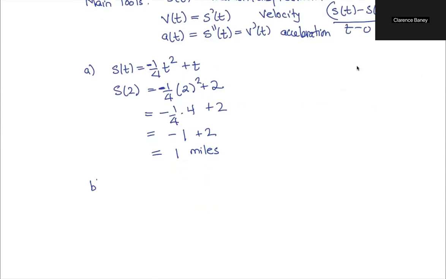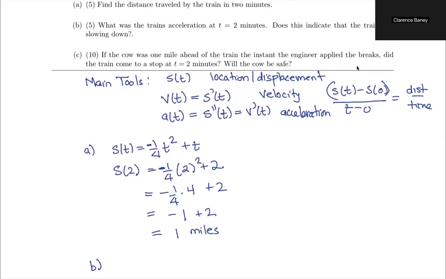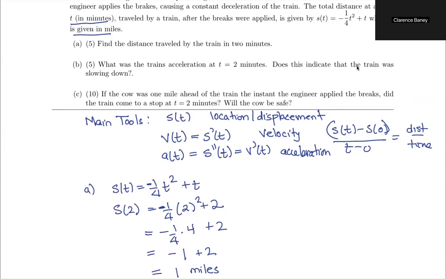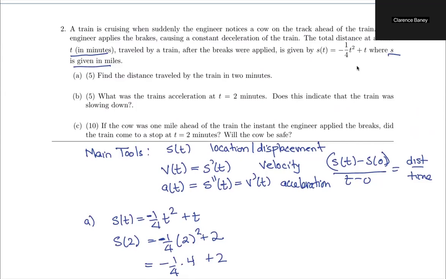Then part B is asking: what was the train's acceleration at time t equals 2 minutes? Does this indicate that the train was slowing down? I didn't actually even read the problem. A train is cruising when suddenly the engineer notices a cow on the track ahead of the train. The engineer applies the brakes, causing constant deceleration of the train. The total distance at a time t in minutes traveled by the train after the brakes were applied is given by s of t equals negative 1/4 t squared plus t, where s is given in miles.